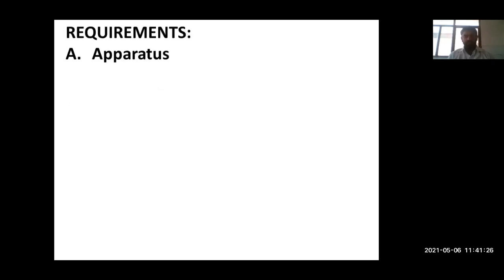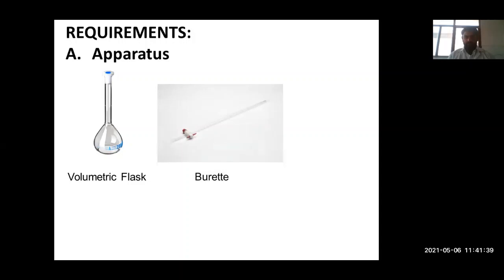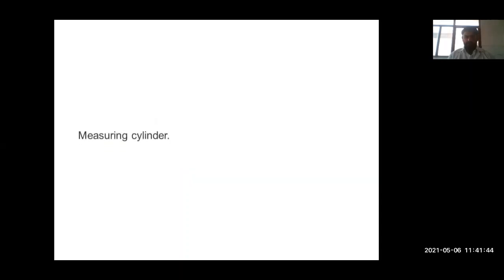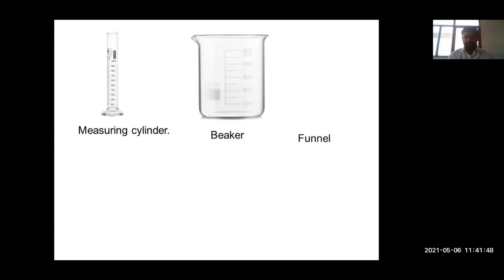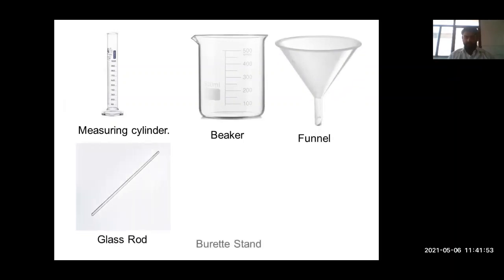For carrying out a successful experiment, we require some apparatus and chemicals. Considering the apparatus, we require volumetric flask, burette, conical flask, measuring cylinder, beaker, funnel, glass rod, burette stand, and wash bottle.